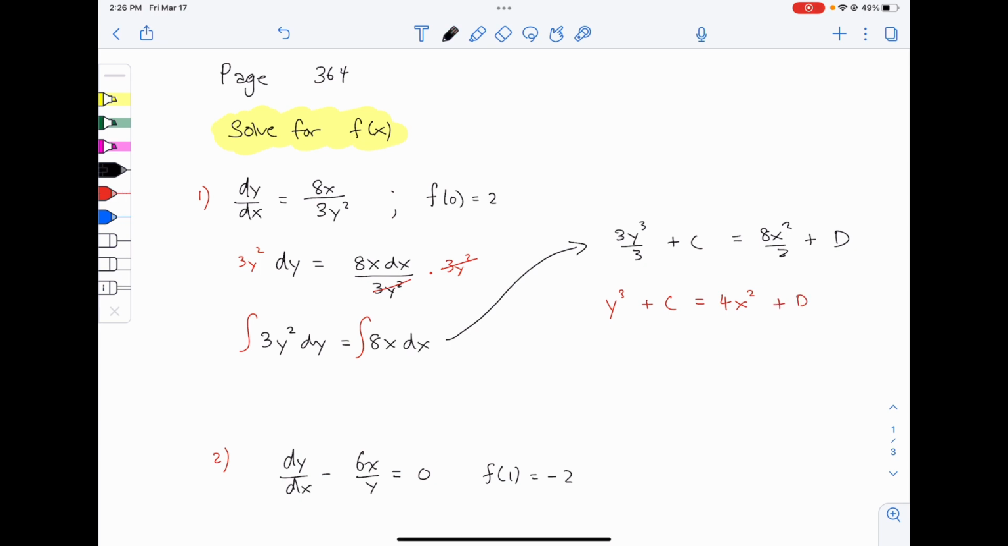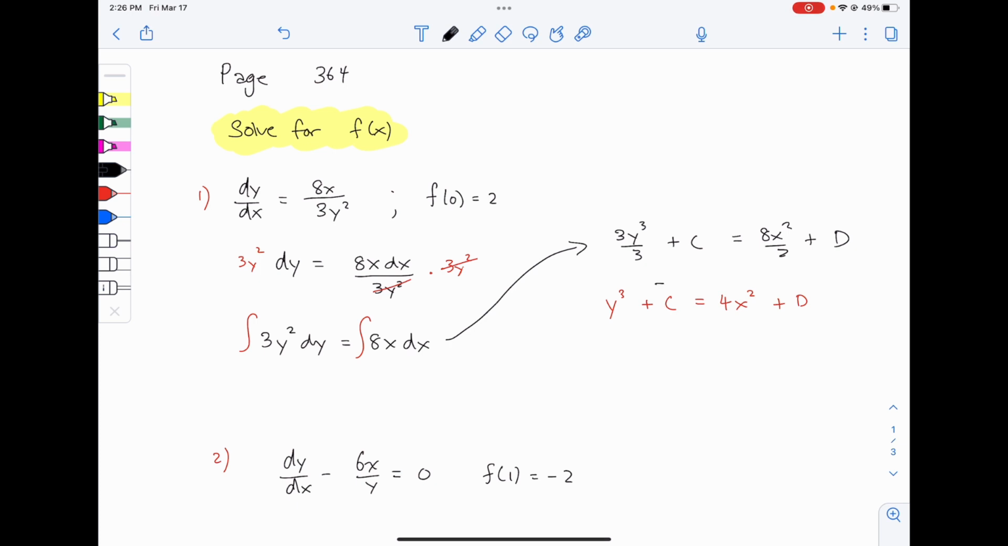My main goal is to find f of x. So before I do anything else, let me move these two constants to one side. I don't know what both of these constants are. This could be a 3, this could be a 5, or it could be any other constant.